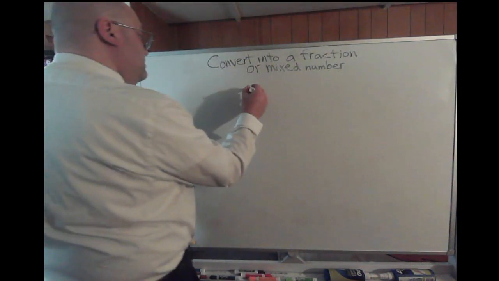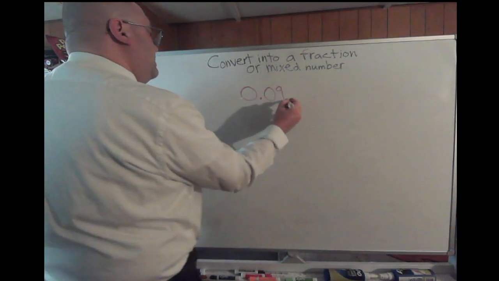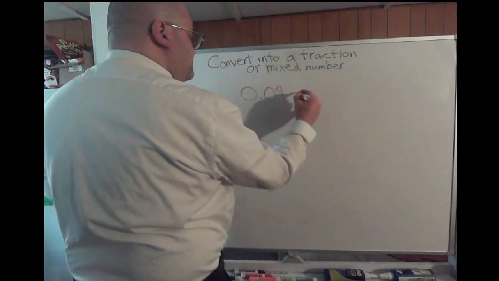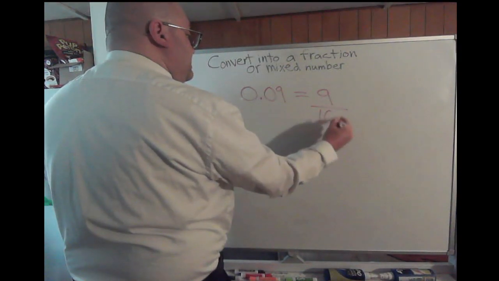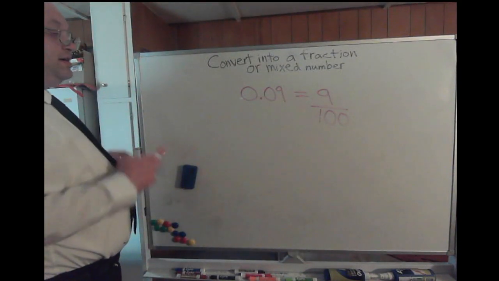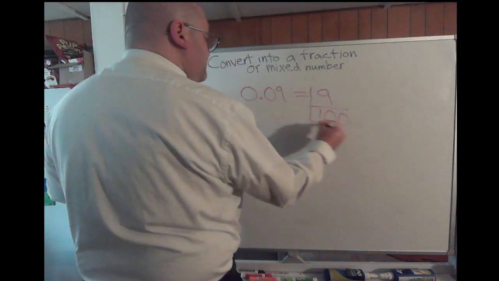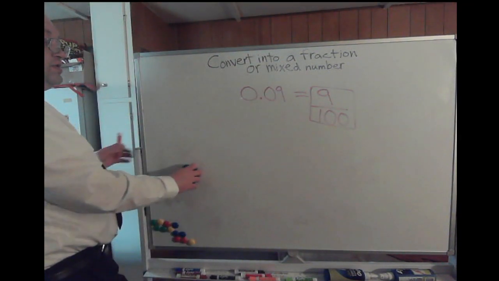Then we have 0.09. Well, 0.09 is read as 9/100ths, so it's all in the name. It would just be 9/100ths. And 9 and 100 have no common factors, so it reduces no further, so your answer is just going to be 9/100ths for the fraction.